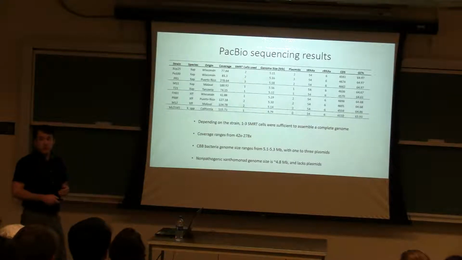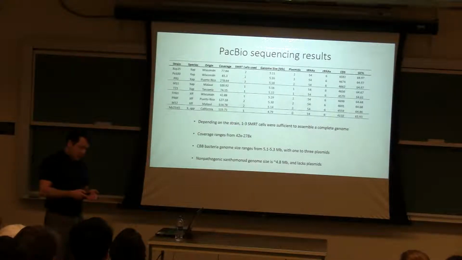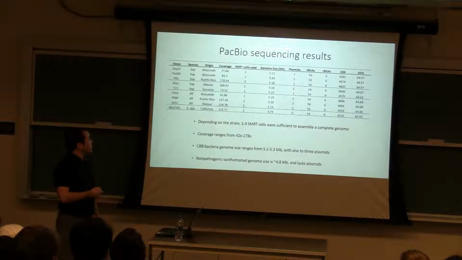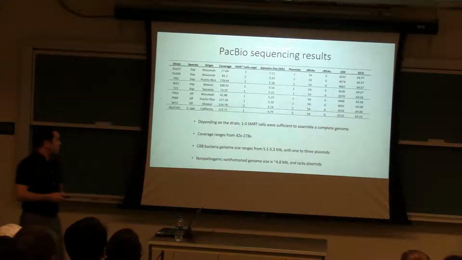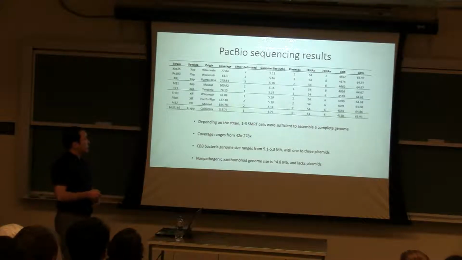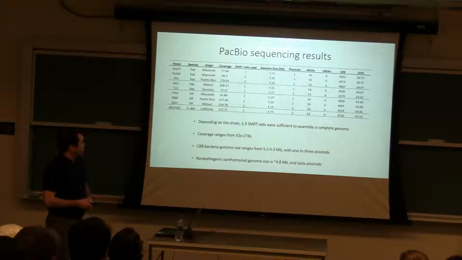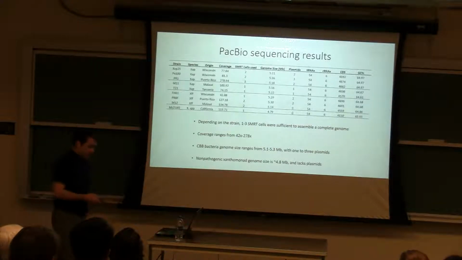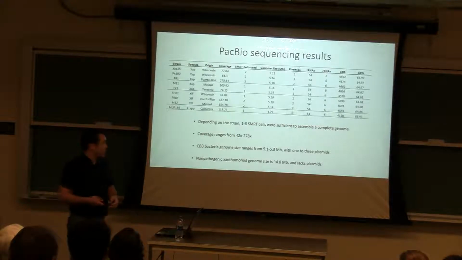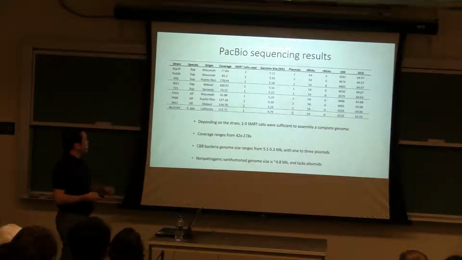There are 1 to 3 plasmids in these strains, except for, of course, the non-pathogenic strain, which is a bit different from the rest of the common bacterial blight strains, unsurprisingly. The genome's a bit smaller, about 4.8 megabases instead of a little bit over 5. GC content's a little bit higher, right? Almost 66. And there are no plasmids in here. So that's interesting, right? So it starts to look like it's more of a non-pathogen versus one of these pathogenic ones.